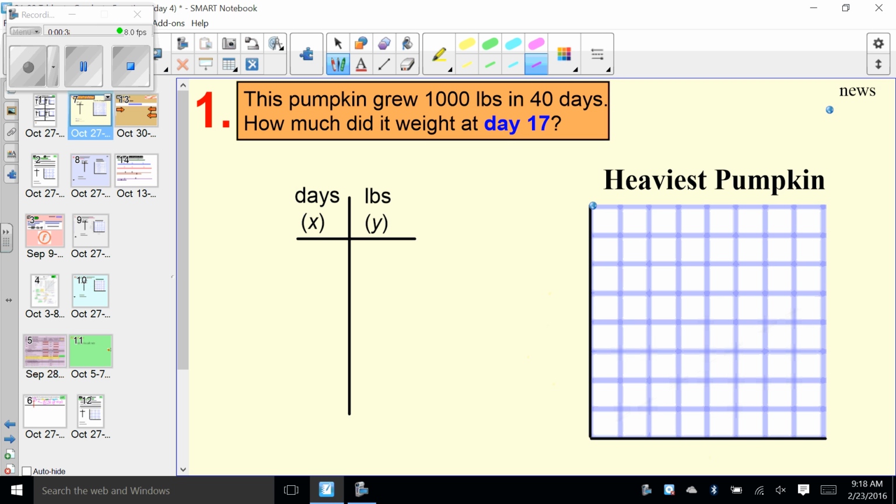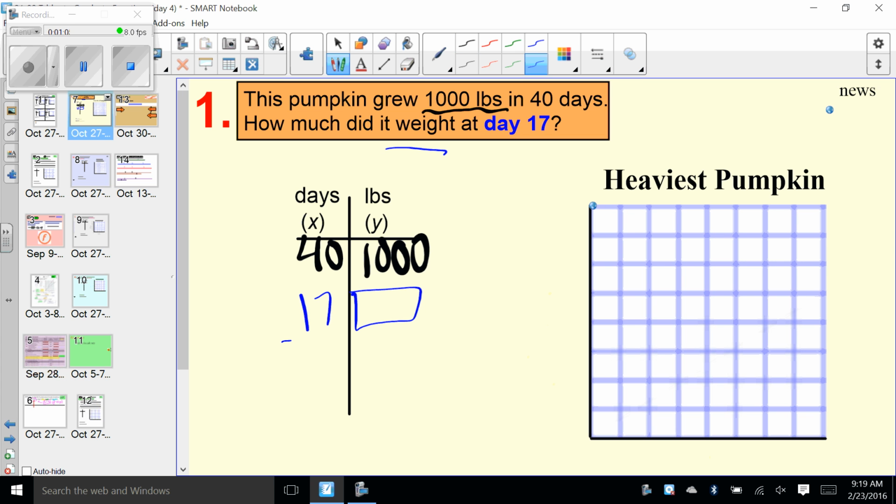So number 1, it says this pumpkin grew 1,000 pounds in 40 days. How much did it weigh at day 17? So we're going to go ahead and take a look at this situation. So we put 1,000 pounds in 40 days. How much did it weigh at day 17?